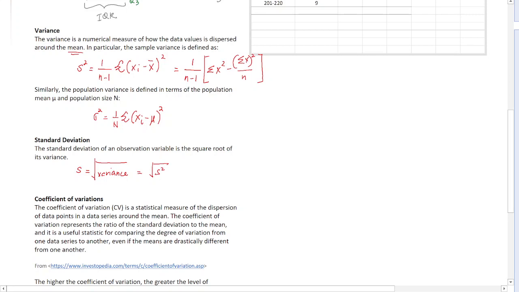So that means if you want to find the standard deviation for a sample and you already calculated the variance for the sample, you just need to take the square root of that particular variance. Alright, and then vice versa. If you already have the standard deviation, to get the variance, just square it.